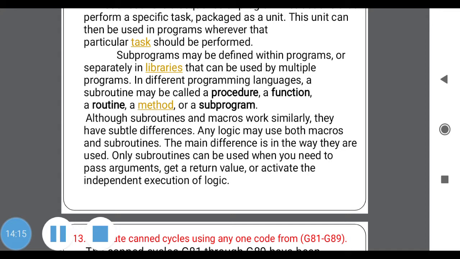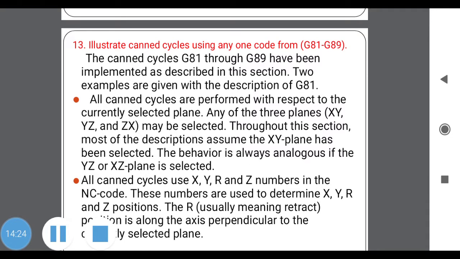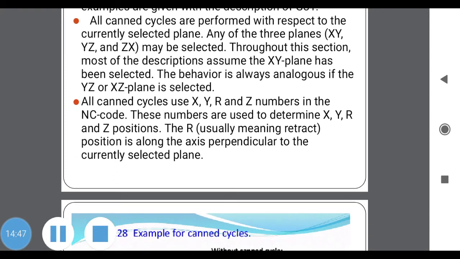Next one, illustrate the CAN cycle using any one code from G81 to G89. How to illustrate the CAN cycle? It is a type of programming using the codes from G81 to G89. The CAN cycles are performed with respect to the currently selected plane. Any of three planes, that is XY, YZ or ZX. You may select any one, on that you may perform the CAN cycle. All the CAN cycles use X, Y, R and Z numbers in the NC code, that is X, Y and R radius and Z axis in the NC coordinate system, numerical coordinate system.